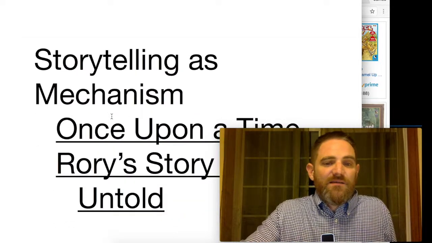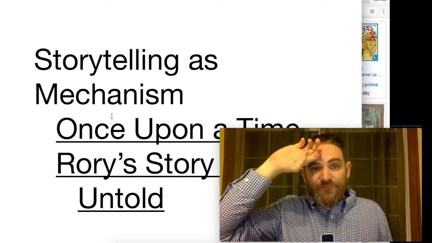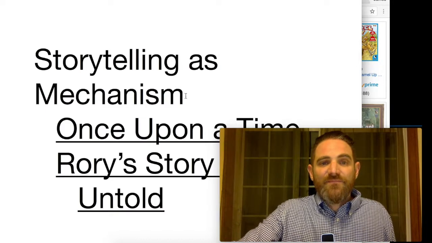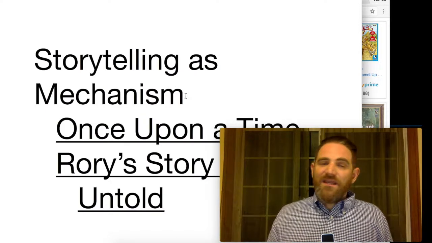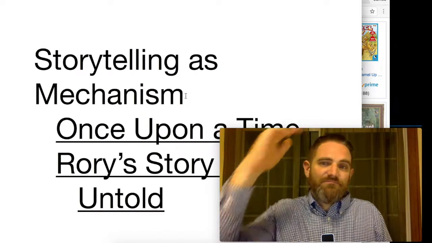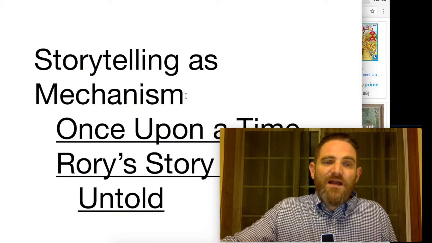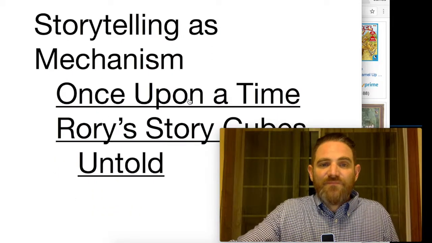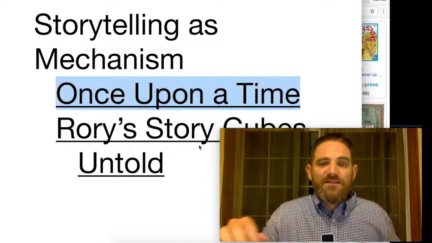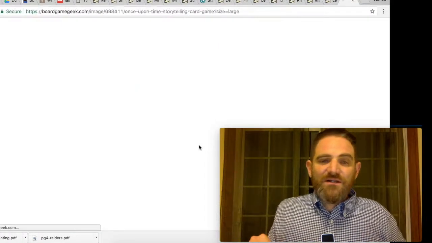And then finally, there's more stuff we could have talked about, but then there's storytelling as a mechanism. And that just means that in the game rules it says players tell a story to each other. And here's some stuff to help you do that. A couple examples of this are Once Upon a Time, which is a card game.